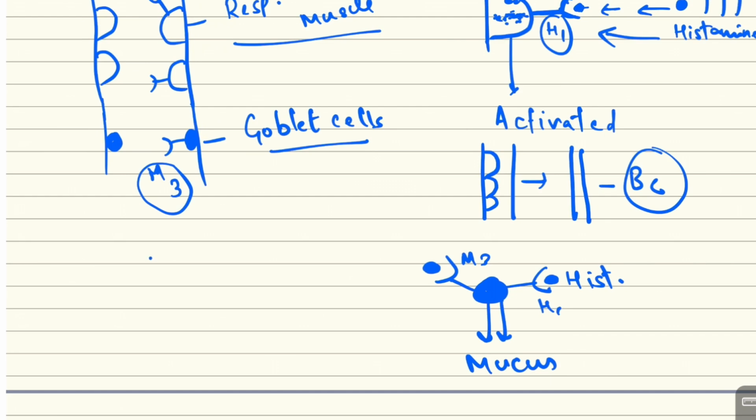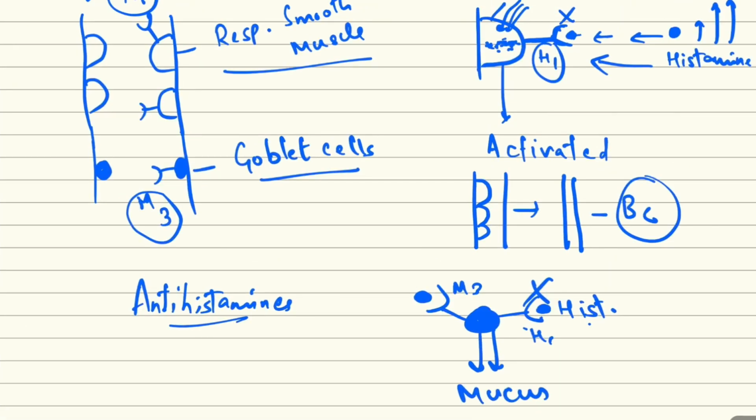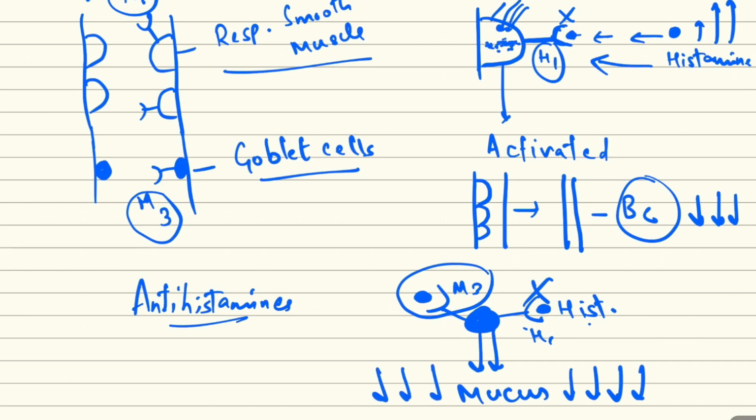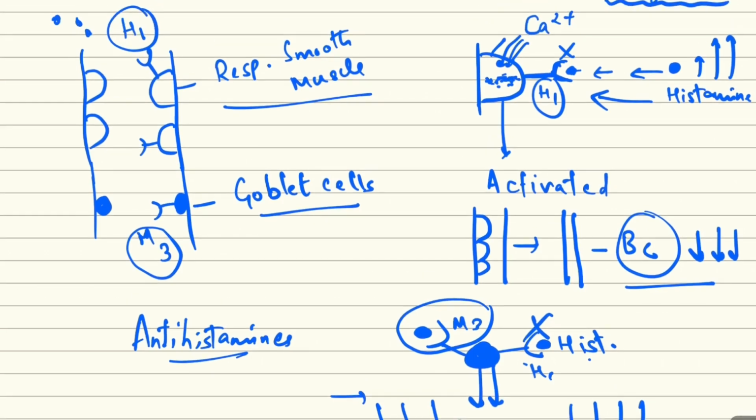So when we give antihistamines to the patient, antihistamines will block the binding of histamine with the histamine receptors here and here also. So the bronchoconstriction will not take place, and the mucus production will decrease. I would like to tell here that certain antihistamines also block the M3 receptors, so further mucus production will go down.